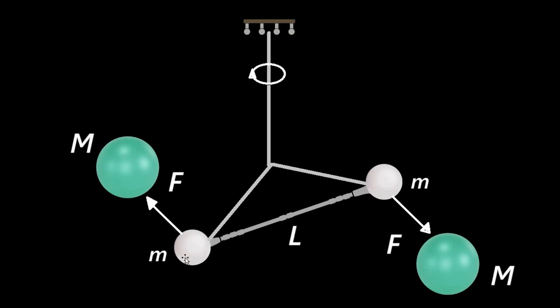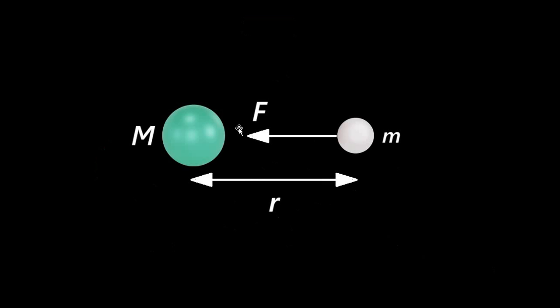Near these small lead spheres, at a fixed distance on either side, on the opposite sides, he placed two large identical lead spheres of mass capital M. So small lead spheres of mass small m, and large lead spheres of mass capital M. Each of these pairs of spheres is identical, and they are placed at a fixed distance r from each other in opposite directions.